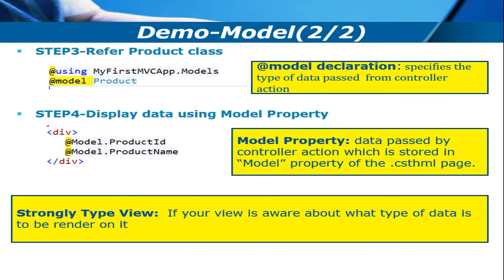In step 4, we need to display this model data using the model property. This model property holds the data passed by your controller action. So right now you are passing the obj prod which contains this 1 and AC. Then how do we access that? Using @model dot product ID and product name.